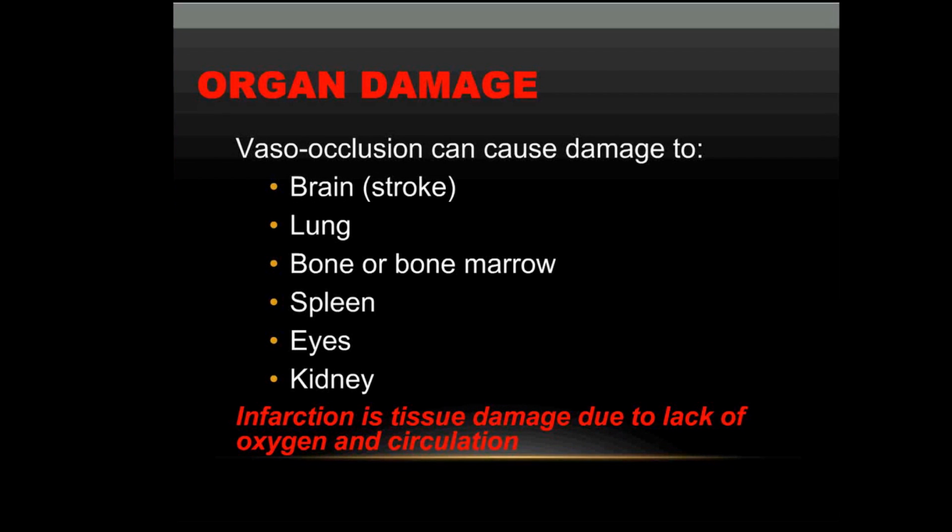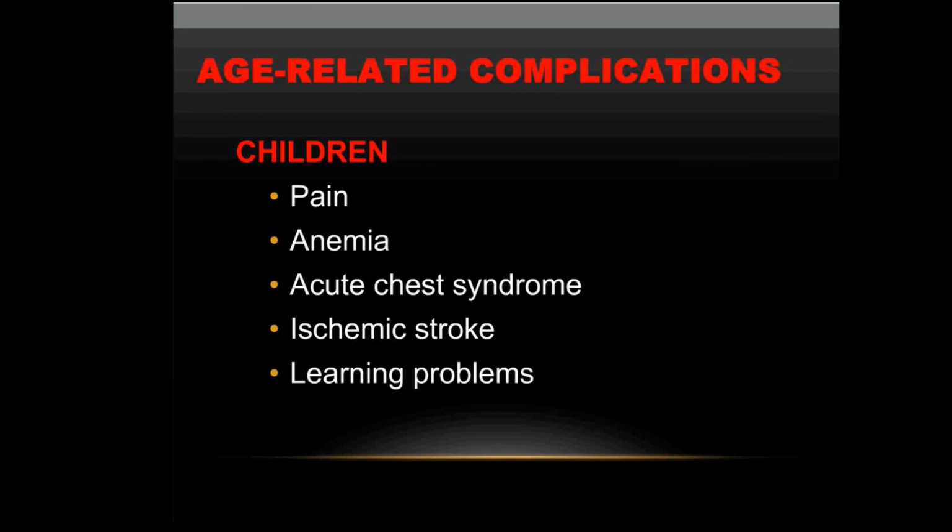Now, with organ damage, vaso-occlusion, of course, can cause damage to any body part, but the things we really think about are the brain, the lung, the bone or bone marrow, spleen, eyes, kidney. So infarction is tissue damage due to the lack of oxygen in circulation. And so this is partly the cause of the pain and partly the cause of the long-term life-changing sequela of having sickle cell.